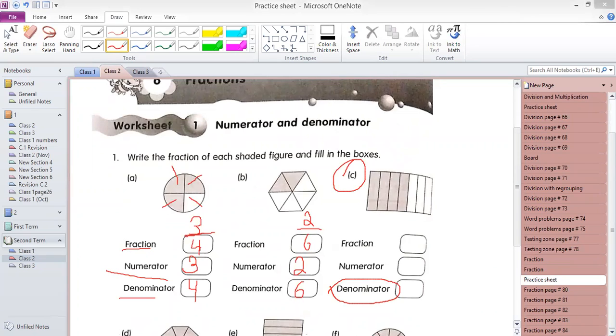How many equal parts are there? What is denominator here? MashaAllah, Amir, very good. Samia Hiji, very nice. Jamal, MashaAllah. Abdullah Isham, no. Anas Ahmad and Anas Muhammad, absolutely right.